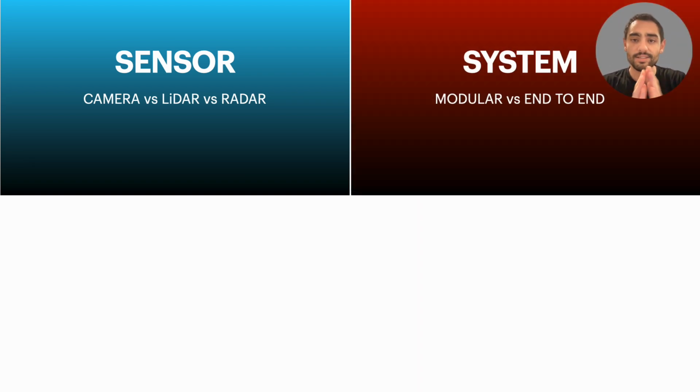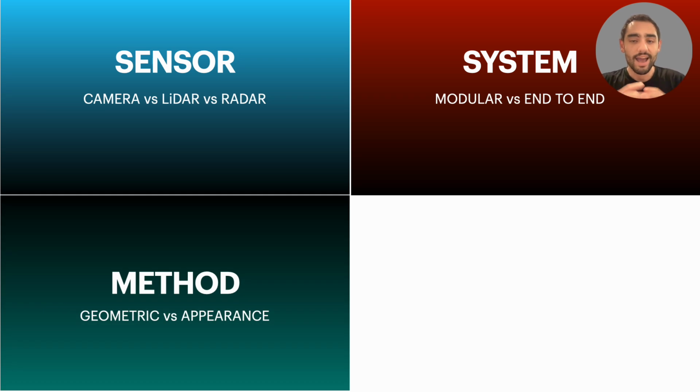Number two is the system, okay? We have ways to do self-driving cars. We have the modular way, which will be like having perception, localization, planning, control, and we have the end-to-end way. So I'm going to talk about that as well. Then we have the method, like how do you want to differentiate between, let's say, objects in a point cloud or between pixels in an image. You could do it with geometric ways or with appearance features, stuff like that.